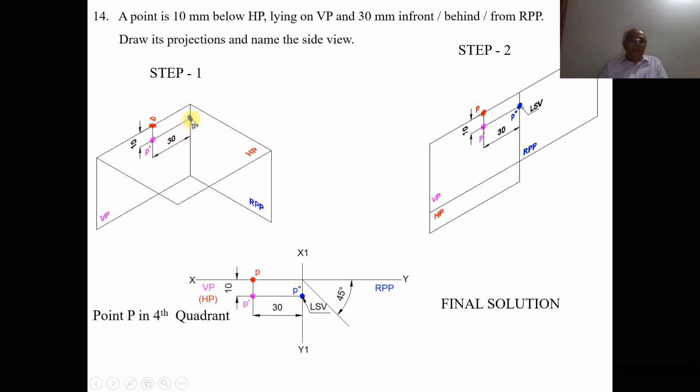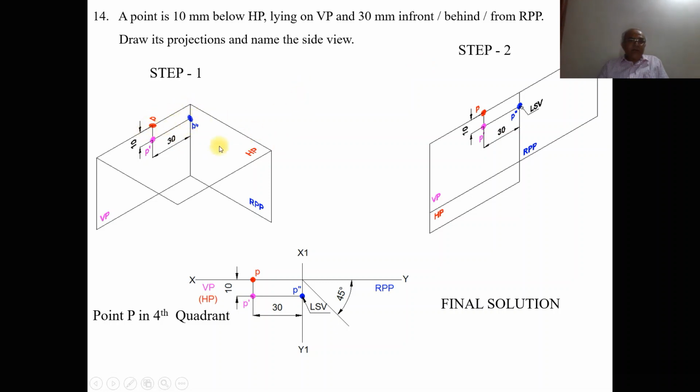So the image that you are going to get here should be the left side view. So that is what we are getting here, the left side view. Now when you look from the front view, I can see the distance below HP, which is seen in VP, and also the distance with respect to the profile plane, which is 30 mm in front of RPP, is seen in VP. So when you look from the top view, since it is lying on VP, obviously that point will be on HP, and also we can see the distance of 30 mm in front of RPP. That distance is seen from here to here.